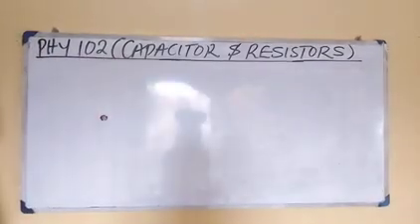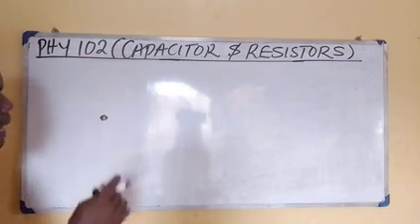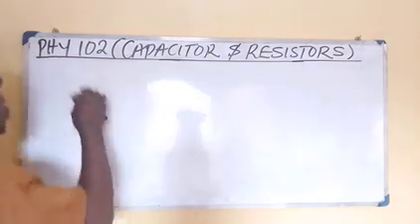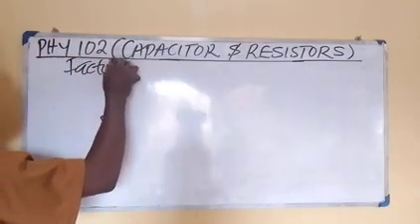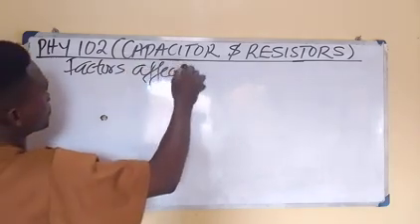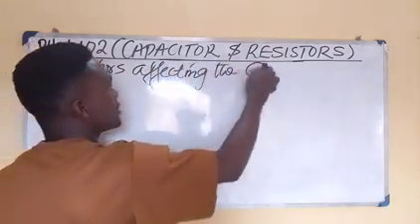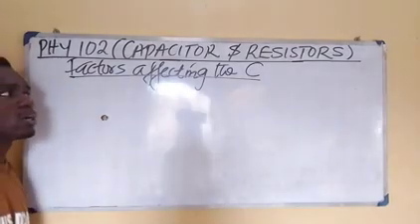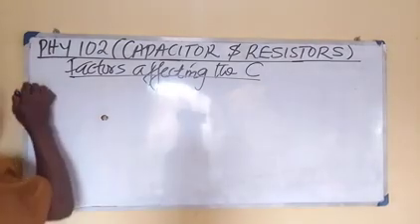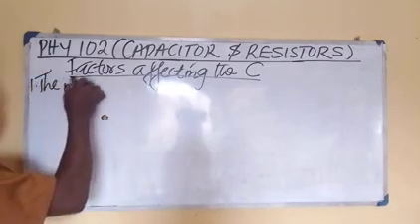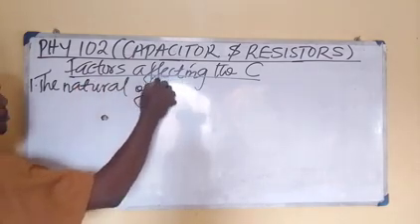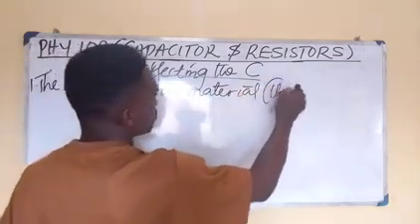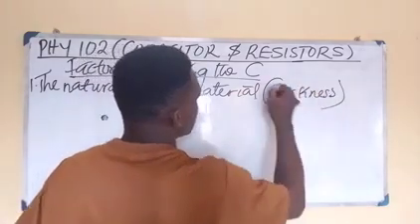Now, from what we've done already, the capacitance of a capacitor is affected by different factors. We'll say factors affecting the capacitance of a capacitor. Big letter C is used to denote the capacitance of a capacitor. One, the nature of the material, that is, we refer to the thickness of the material.